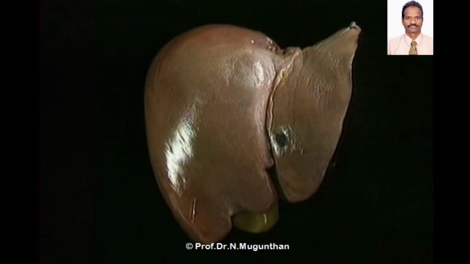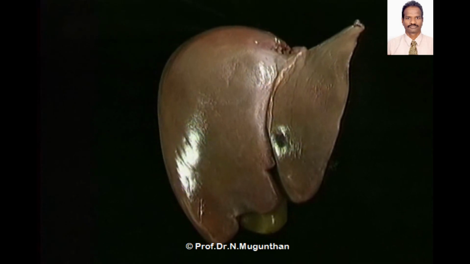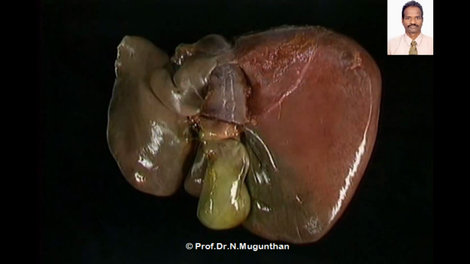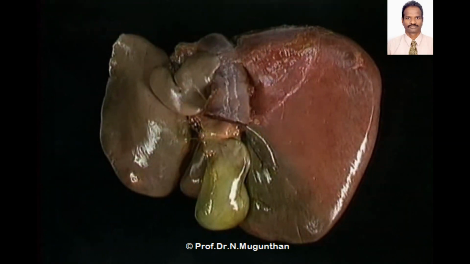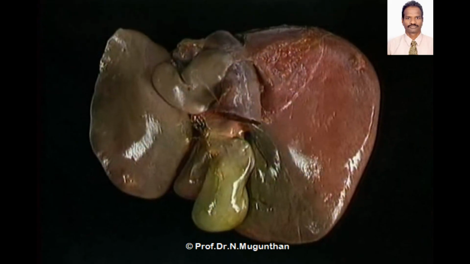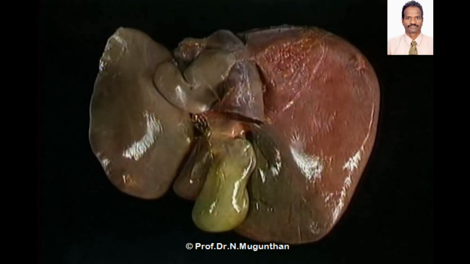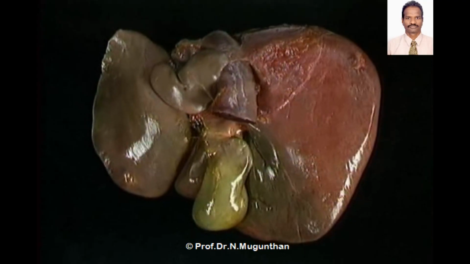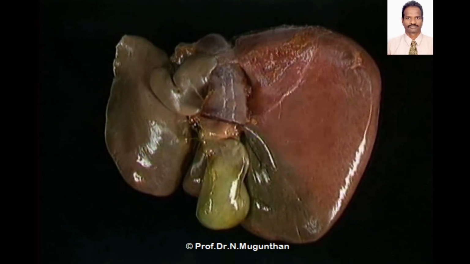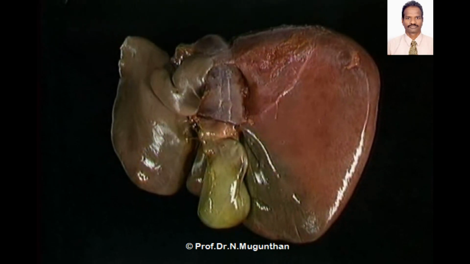That is the inferior margin of the liver, the sharp margin. Beyond the inferior margin, that green colored structure is the gallbladder. The fundus of the gallbladder is projecting beyond the inferior margin of the liver. So that is the gallbladder, the green colored structure. The next arrow indicates the structure which is the IVC.